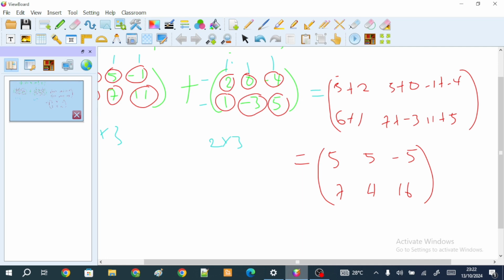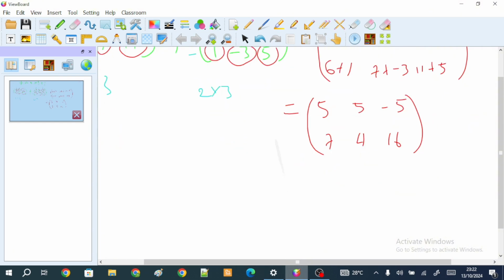Okay, so take note of the two rules. Make sure the two matrices are of the same order. You cannot add two matrices that are not of the same order. So make sure the matrices are of the same order, and then add elements at corresponding positions.